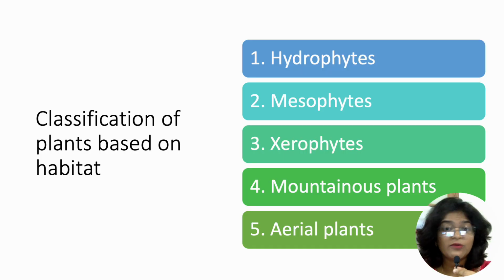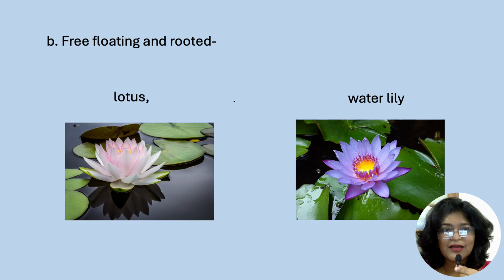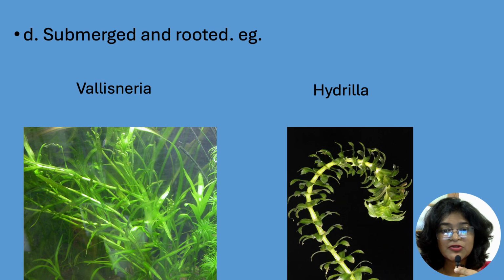Classification of plants based on the habitat. You have hydrophytes, mesophytes, xerophytes, mountainous plants, and aerial plants. Free-floating but rooted, like lotus and water lily. Submerged and floating would be Utricularia or bladderwort. Submerged and rooted, like Vallisneria and hydrilla.